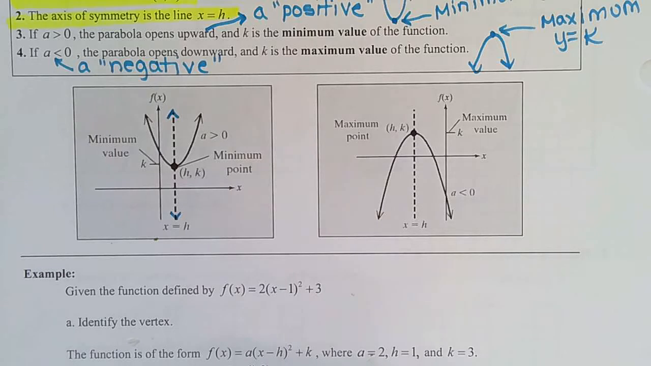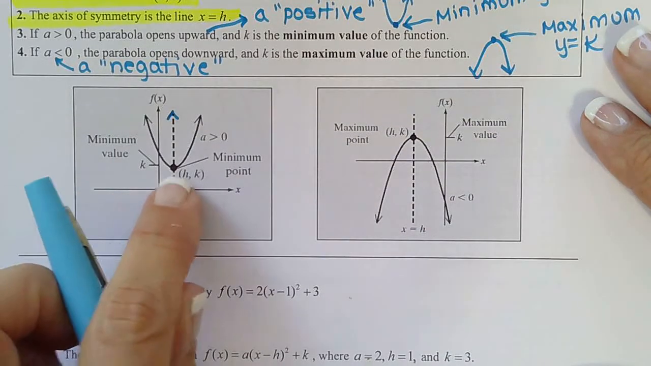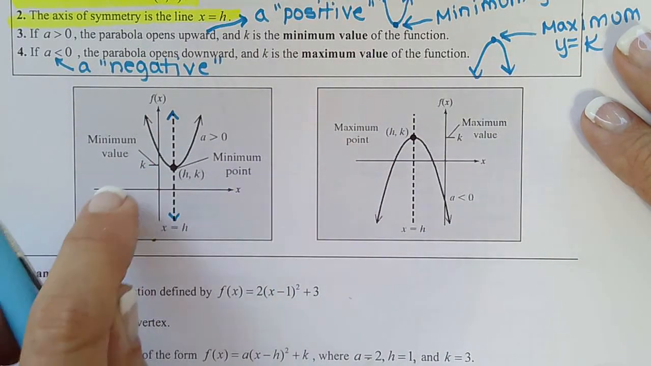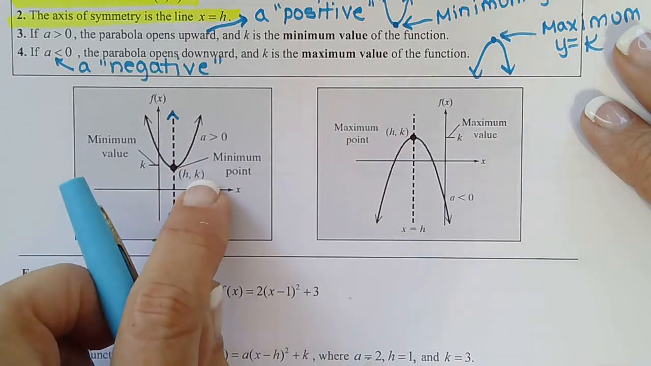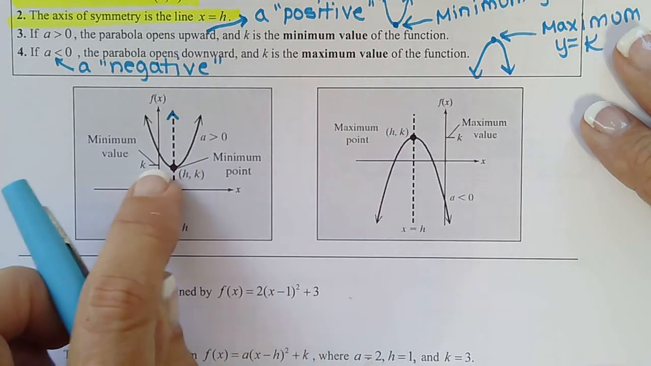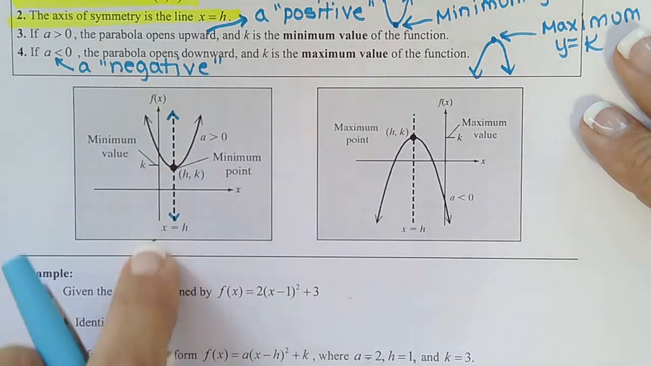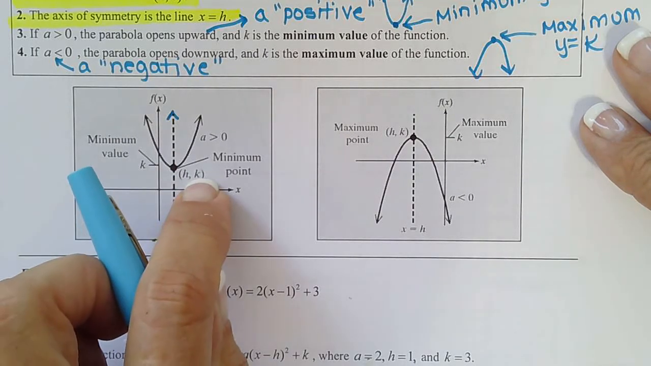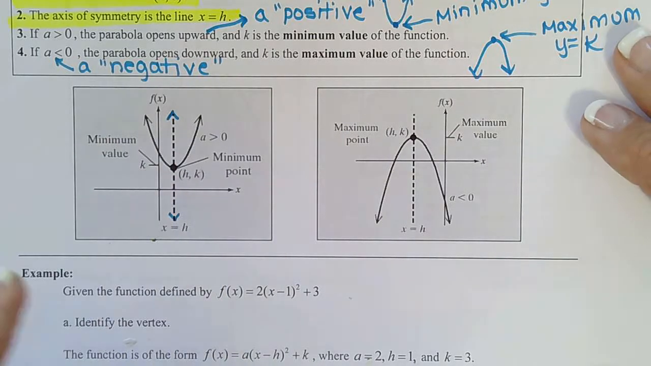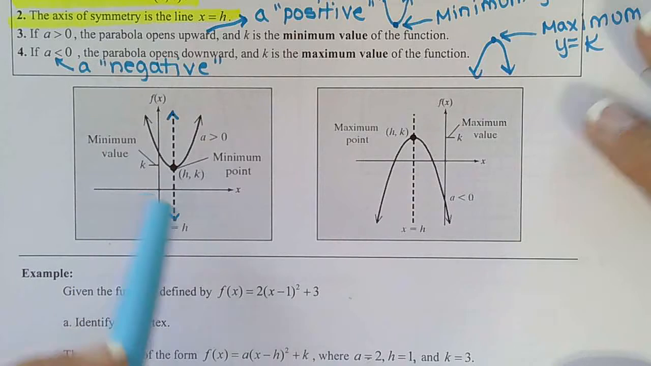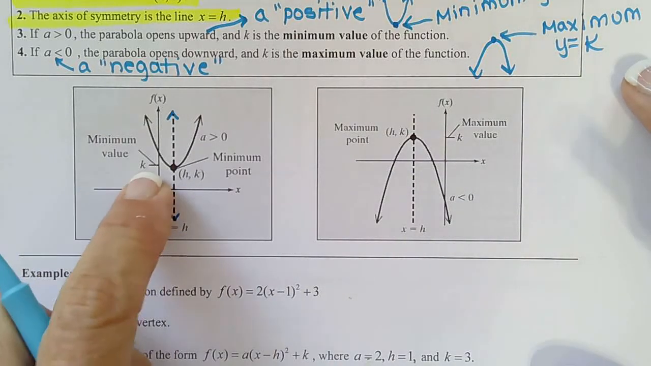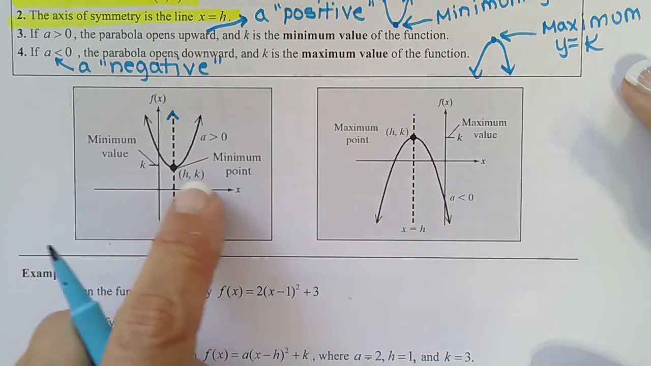And then because the parabola cups up, the vertex is the minimum or lowest point on the graph. And we call the minimum value whatever y is in the vertex, because y is how high or how low we are. So y equals whatever that is will always be our minimum value. So if this point was (2, 3), our minimum value would be 3. So it's always the y.